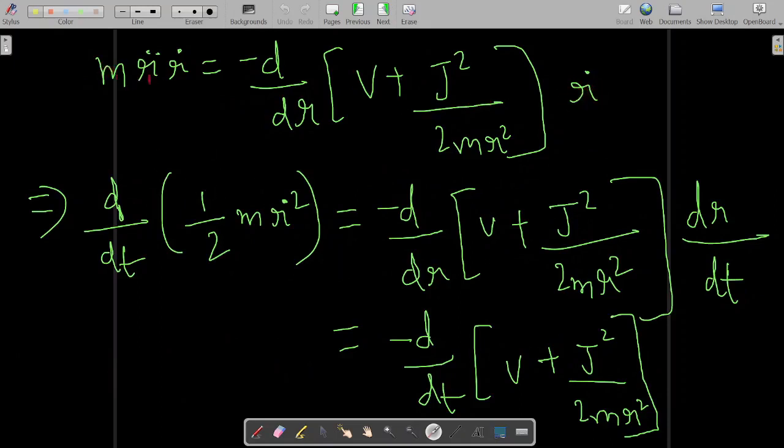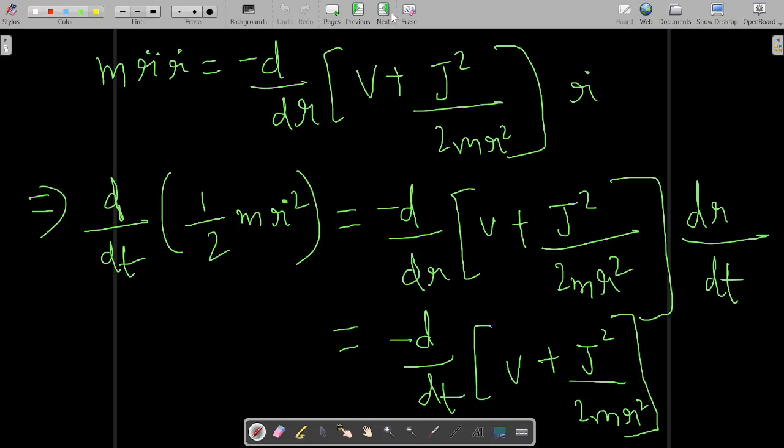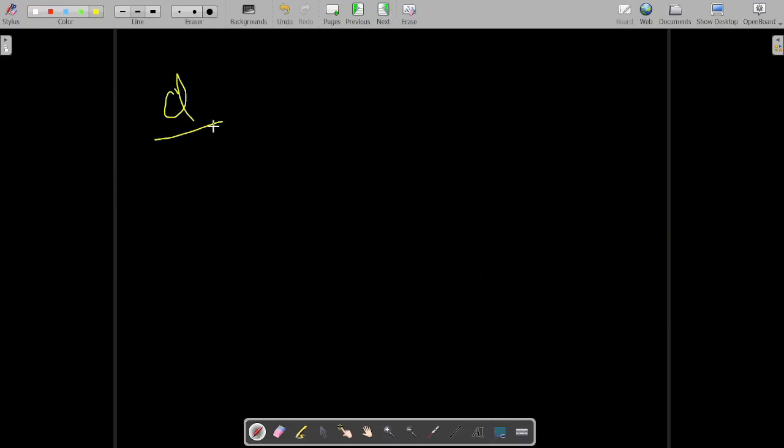Now have a look at this particular expression. You can clearly write it as d by dt of half m r dot square. You can yourself take the derivative and have a look. Okay, let me tell you its derivative. So d by dt of half m r dot square.